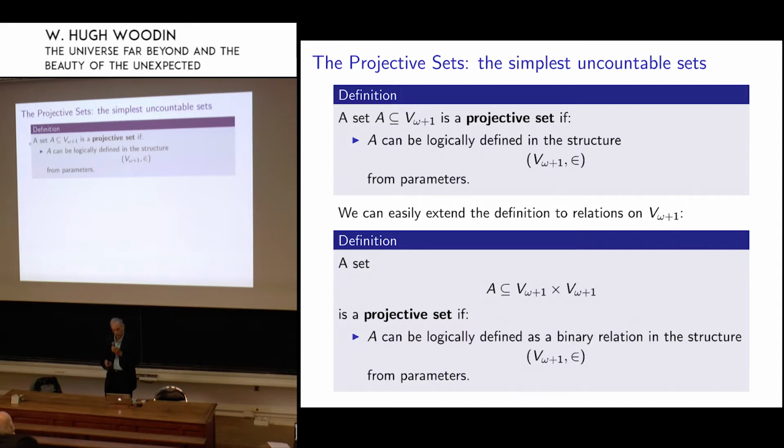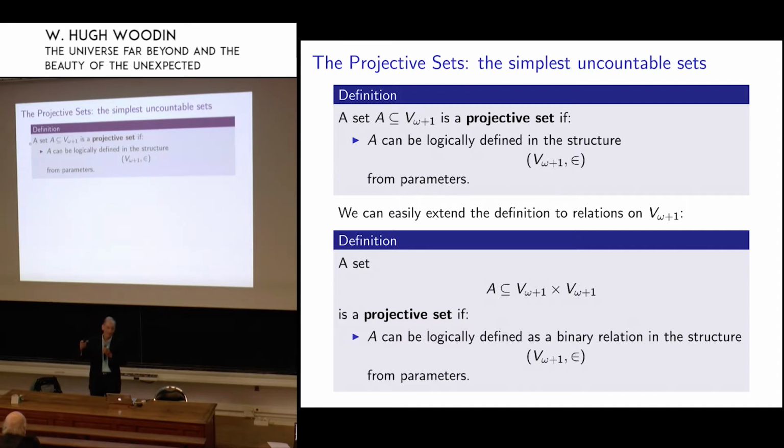Well, now I'm going to talk about the projective sets in a slightly different incarnation. These are the simplest uncountable sets. So a subset of V omega plus 1, that's really what we're interested in for the continuum problem, is a projective set if it can be logically defined in the structure V omega plus 1. And that's a mathematical structure. It has one relation, the membership relation.